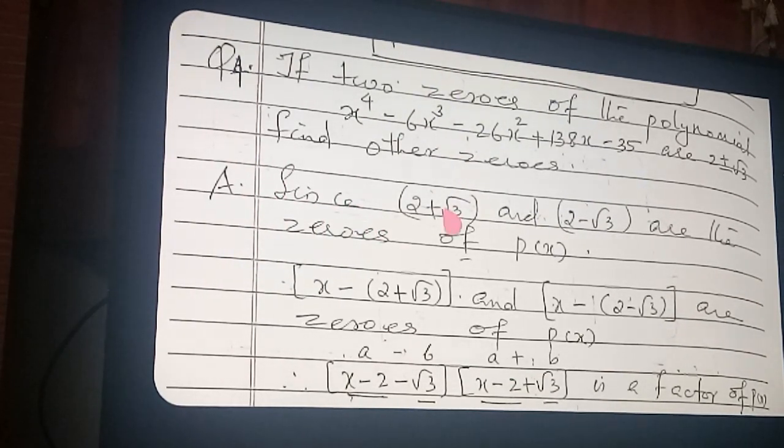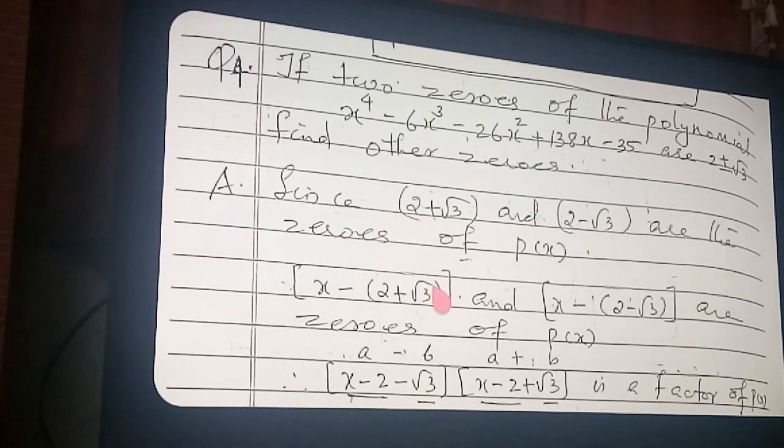Therefore, since 2 plus root 3 and 2 minus root 3 are the zeros of the polynomial p of x, these are the zeros. If 2 is a zero, then x minus 2 is a factor. If 3 is a zero, then x minus 3 is a factor. Same way here, 2 plus root 3 is a zero, therefore x minus 2 plus root 3 is a factor, and x minus 2 minus root 3 is a factor. That only I have written here: x minus 2 plus root 3 and x minus 2 minus root 3 are the factors of the polynomial p of x. Okay.